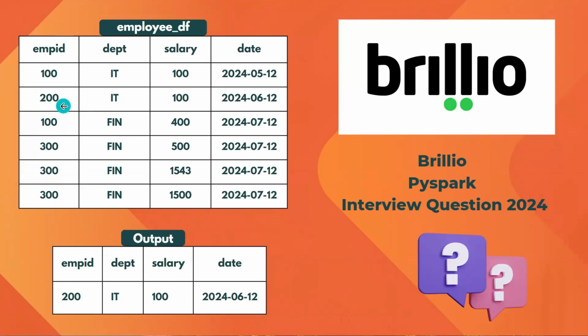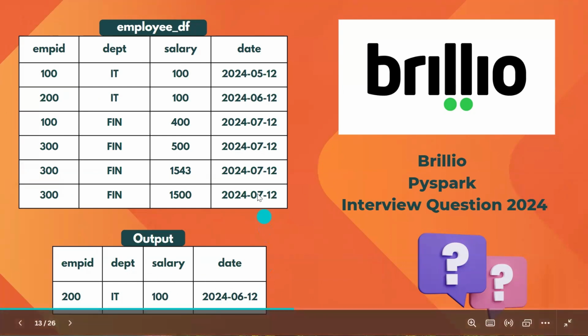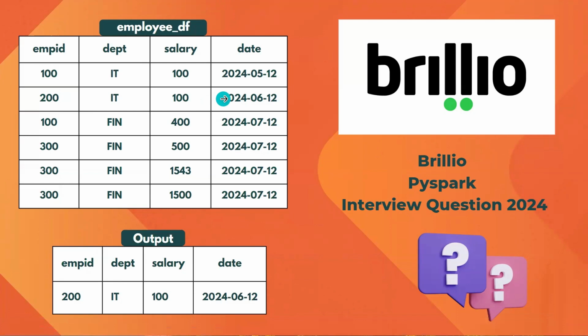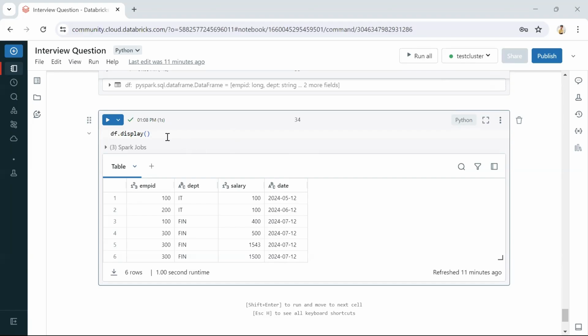Not just the employee ID, we need to get the whole record details. So that is the expected output. We'll see how we can solve this by using PySpark. We have a data frame available here with employee ID, department, salary, and date. We need to find out the non-repeating employee ID details.